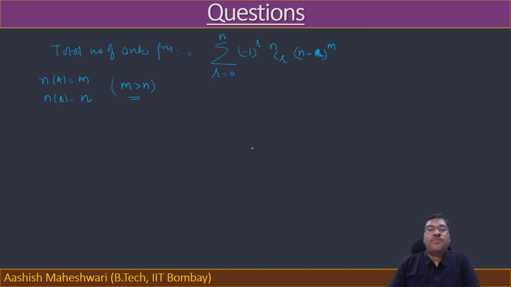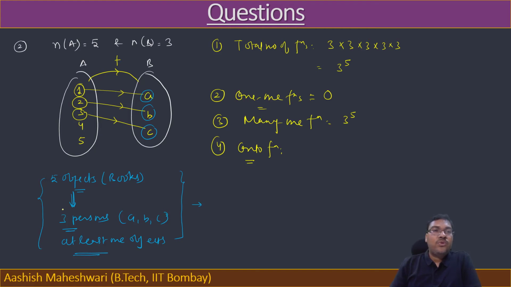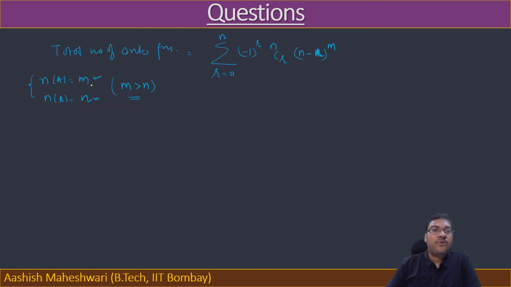This is the formula you have to apply for finding the total number of onto functions when m is greater than n. This is actually the number of ways in which you can distribute m different objects among n persons, such that every person gets at least one object. So this is from permutation and combination. For example, in this question we have m equal to 5 and n equal to 3. If you want me to explain this formula also, you can comment in the chat box, and I can definitely explain how you get this formula.